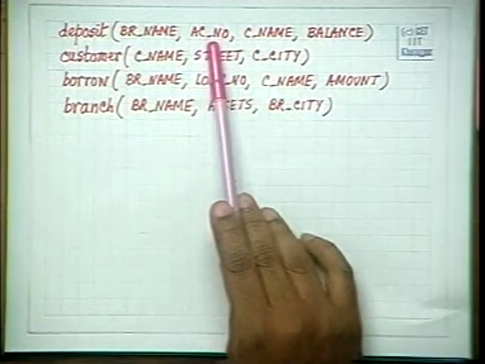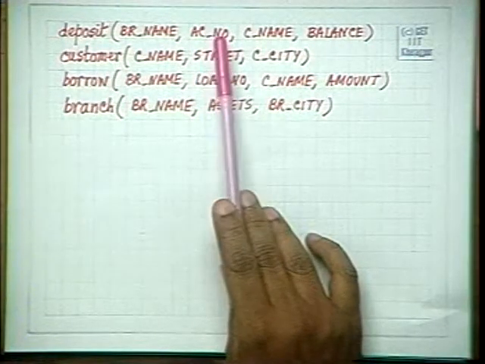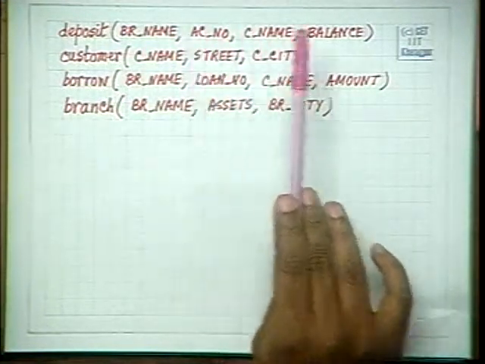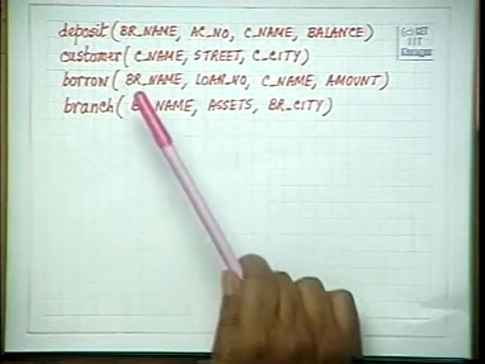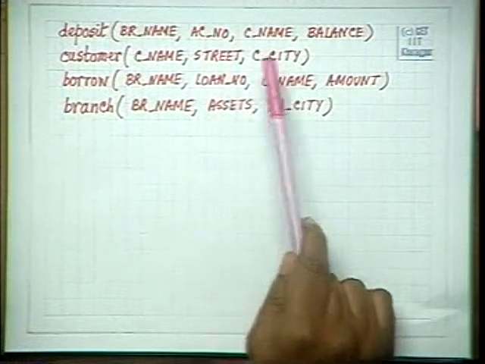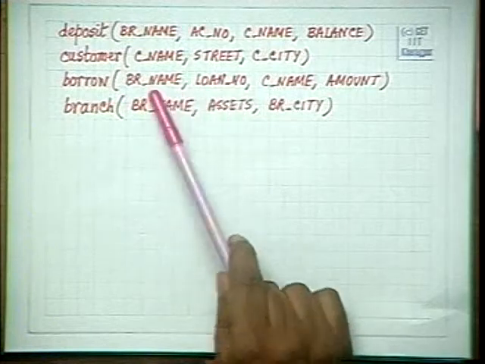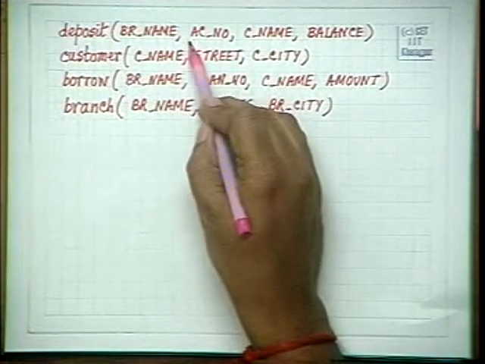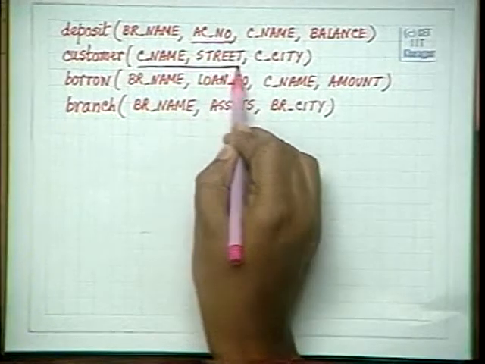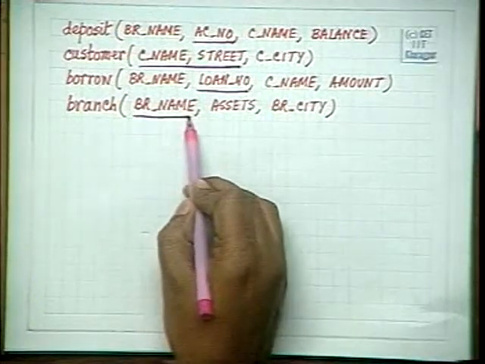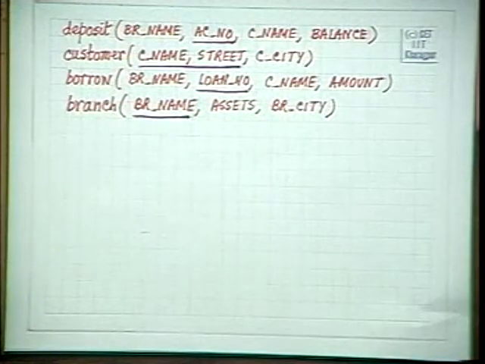In the deposit relation, if account number is the primary key, then account number gives branch name, account number gives customer name, and account number gives balance. Maybe customer name and street imply the city. Here loan number may be the primary key. Here these two together are the primary key. Here this is the primary key, and here this is the primary key. So based on primary keys, we will have a set of functional dependencies.